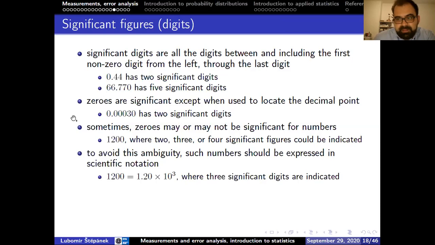And there are some exceptions, of course, because we live in a complex world. Zeros are significant except when used to locate a decimal point. This is compatible with the first rule, because the four leftmost zeros are here just to locate the decimal point, and we should start counting from the first non-zero digit from the left. So the two rules are compatible. Not this one, not this one, but 3 and 0. So two significant digits here, because these zeros are here to locate the decimal point. This rule is derived from the first one, so you can just follow the first one: the first non-zero digit is exactly 3.